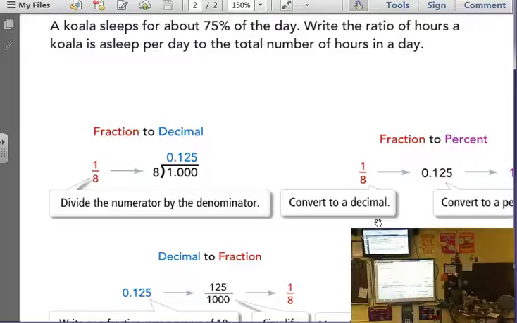So you're doing the fraction way? So we have a couple different ways that we can approach this. We can either change our 75% into a decimal form and then multiply that by the hours.